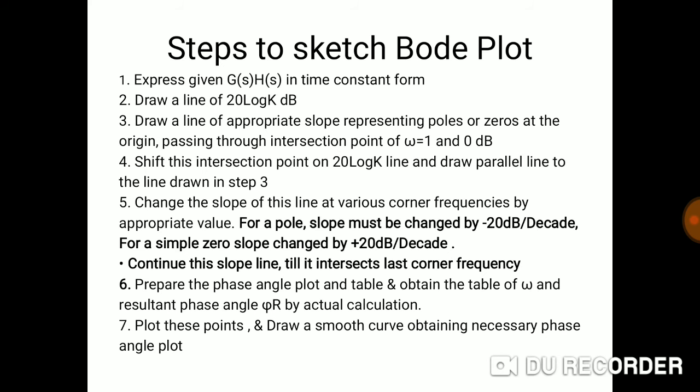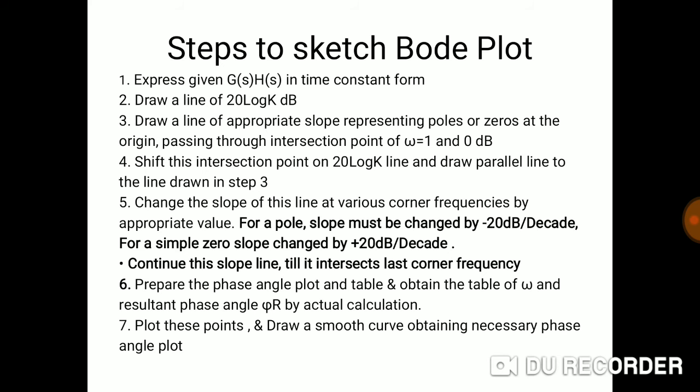It means that wherever the constant k is there, first you have to draw the line and then shift it parallel to the 0 dB line. Then change the slope of this line at various corner frequencies. Corner frequencies means wherever poles and zeros are present. In our example, based on that you have to change the slope at every step.